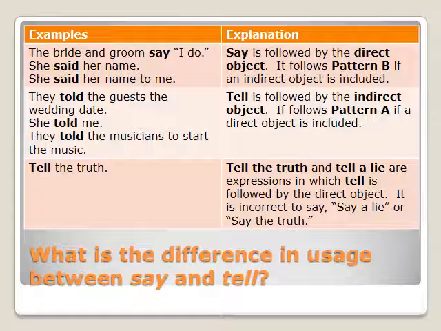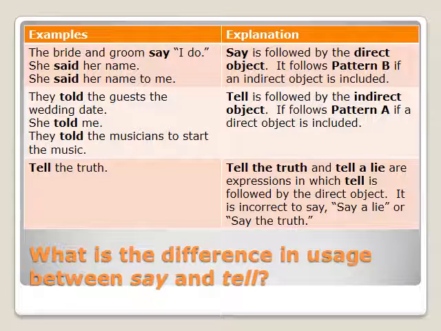So with tell, we say they told the guests the wedding date. So they told what? The wedding date. Who got the wedding date? The guests. Okay, or we say she told me. In the next one, they told the musicians to start the music. So the thing that follows tell is always the indirect object.